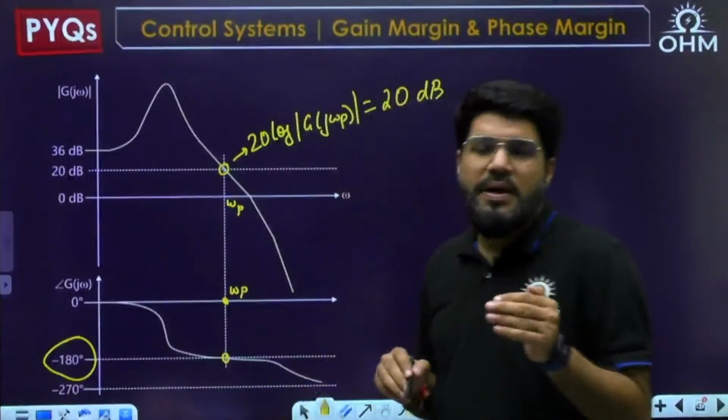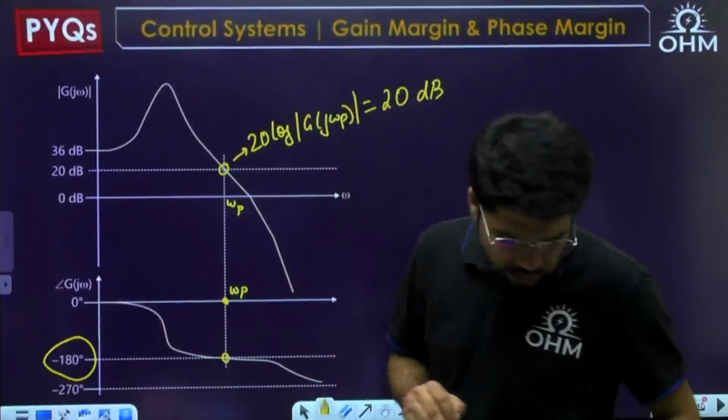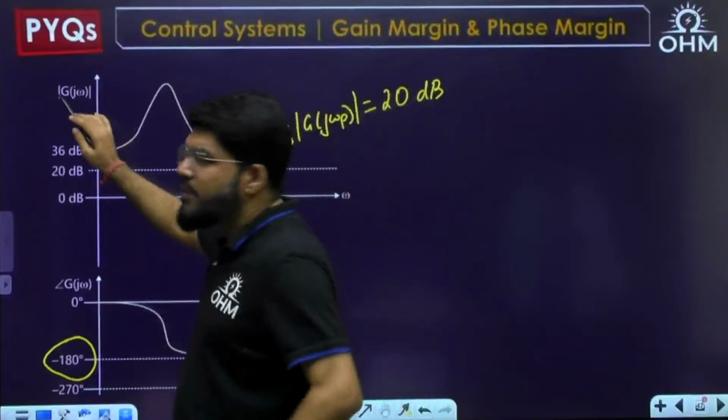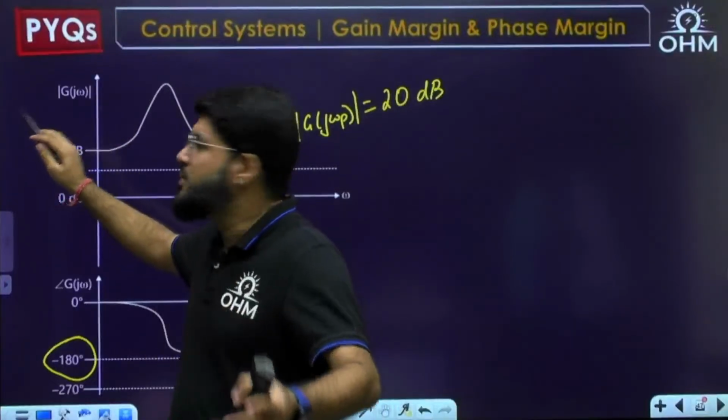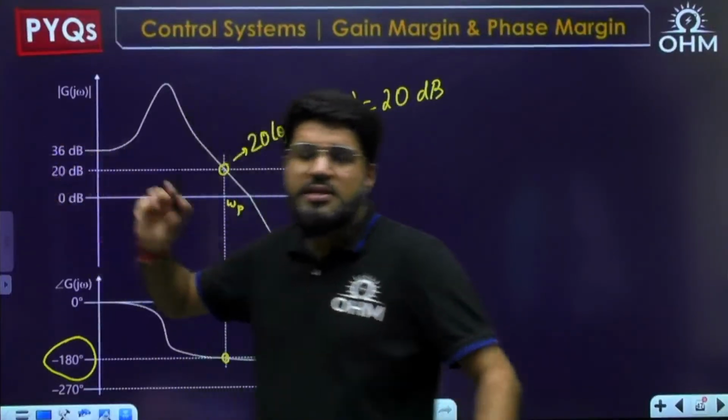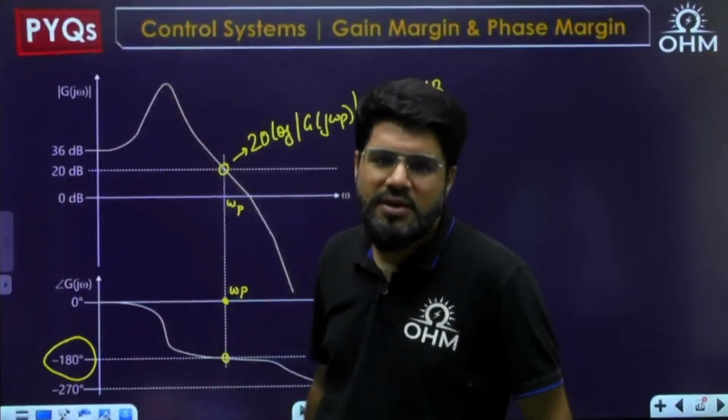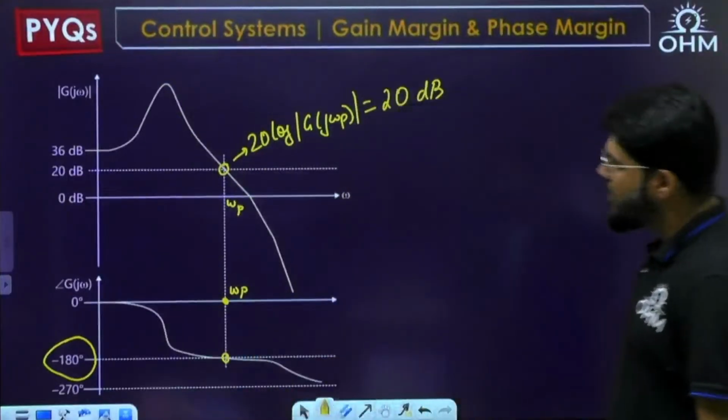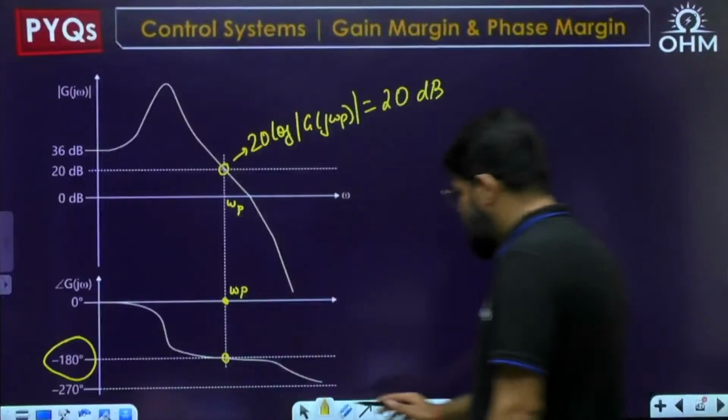And how do you express magnitude in decibel? 20 log mod G(jω). Whatever they write here, you should know your concept. How do you express in decibel? It is not mod G(jω). Decibel means 20 log magnitude is the decibel answer. Now dear, what is the gain margin?